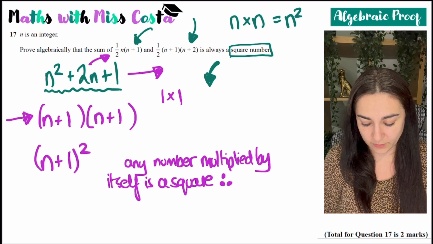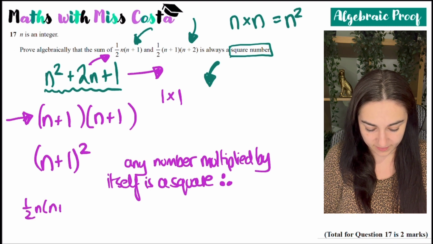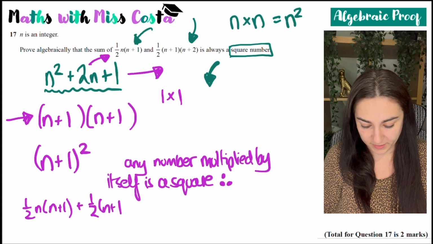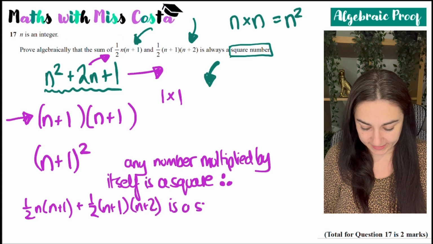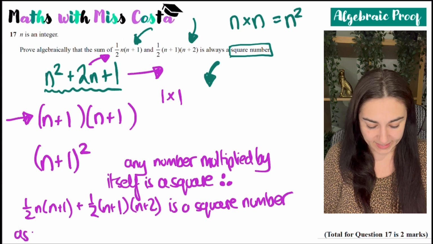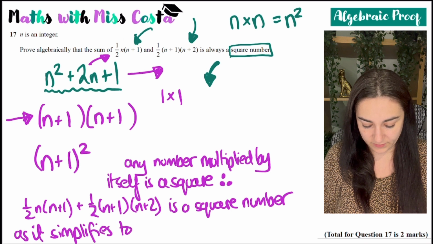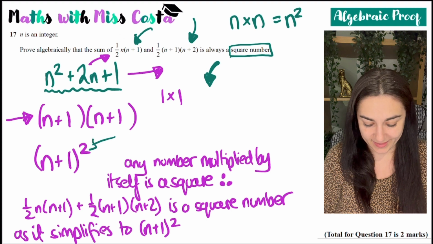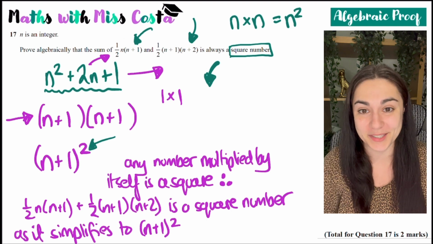Therefore, and these little 3 dots just mean therefore, half n plus 1 plus half n plus 1 n plus 2 is a square number as it simplifies to n plus 1 squared. And obviously that means that it's being squared, multiplied by itself, which means it is a square number.